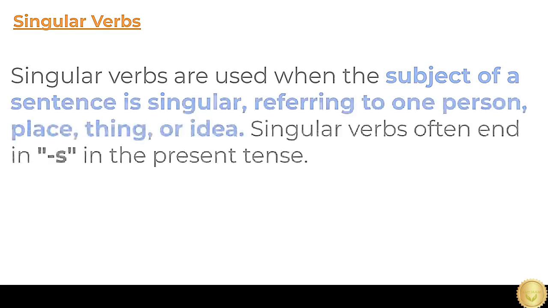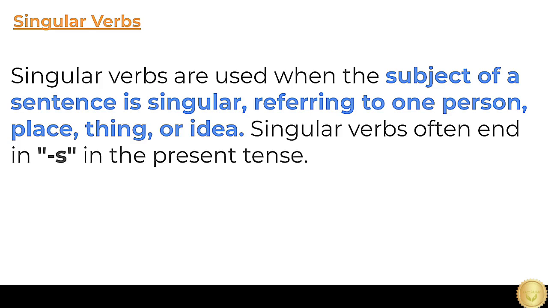Okay, so now let's zoom into singular verbs and then we'll put it all together. So, singular verbs are used when the subject of a sentence is singular, like we've just been looking at, referring to one person, place, thing, or idea. And singular verbs often end in maybe an S in the present tense. Things that are happening right now. Okay, so let's see this in action.